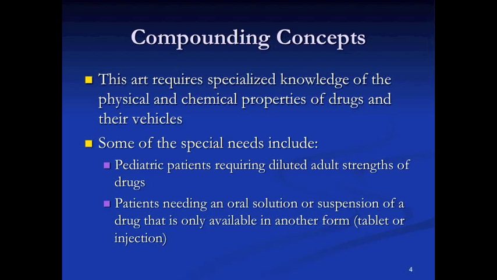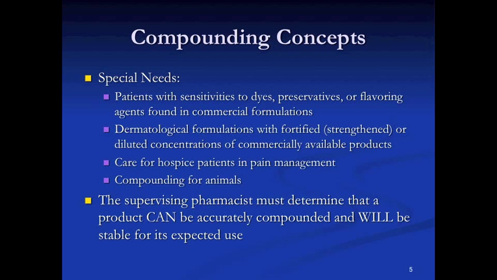In what situations do you think compounded medications are needed? Pediatric patients may require diluted adult strengths of medications. Some patients require a solution or suspension that is only available in other dosage forms. Patients may have sensitivities or allergies to dyes, preservatives, or flavoring agents found in commercially available products. Topical preparations may need to be created that have different strengths compared to what is available.